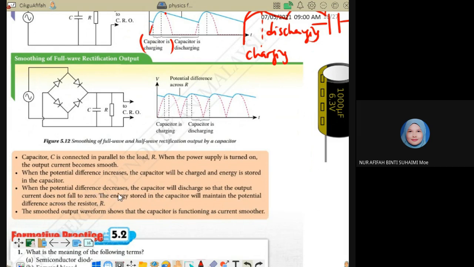When the potential difference decreases, the capacitor will discharge so that the output current does not fall to zero. It prevents the output current from falling to zero. The energy stored in the capacitor will maintain the potential difference across the resistor. It will maintain the voltage. The smooth output waveform shows that the capacitor is functioning as a current smoother. If the question asks what the function of a capacitor is, the function is a current smoother, or to smooth the direct current.